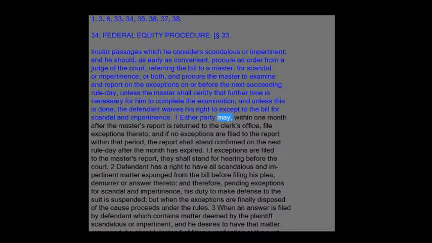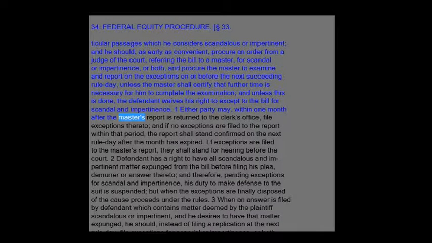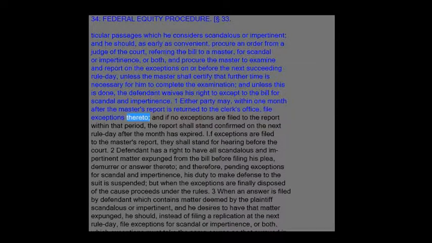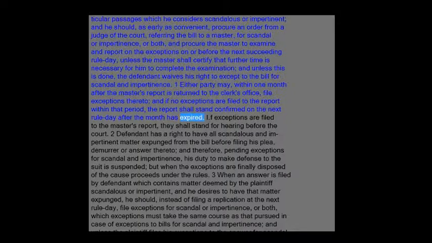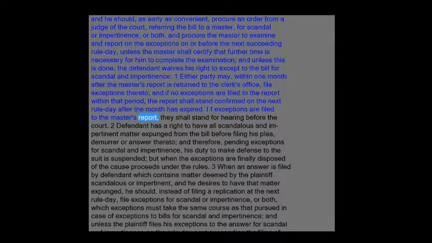Either party may, within one month after the master's report is returned to the clerk's office, file exceptions thereto, and if no exceptions are filed to the report within that period, the report shall stand confirmed on the next rule day after the month has expired. If exceptions are filed to the master's report, they shall stand for hearing before the court.